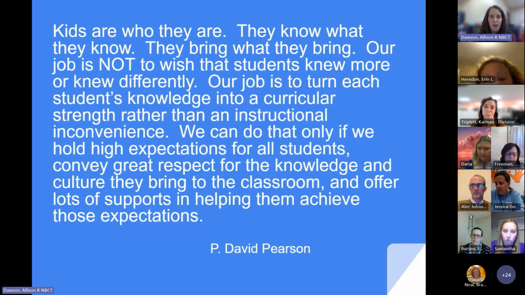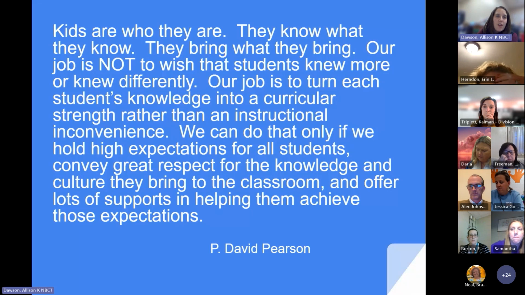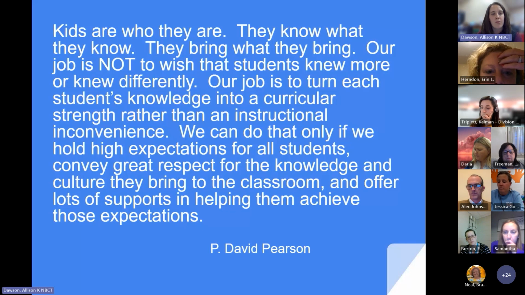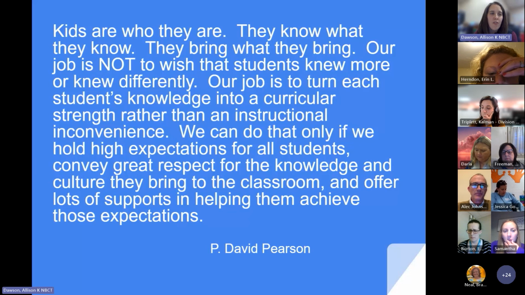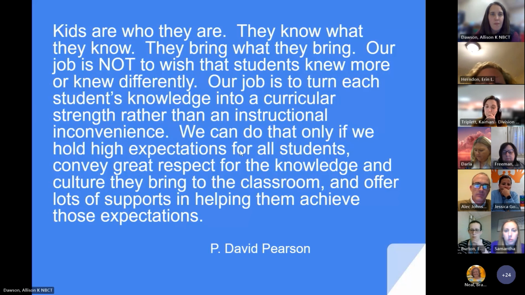All right, we're going to end with one of my favorite quotes. It says, "Kids are who they are. They know what they know. They bring what they bring. Our job is not to wish that students knew more or knew differently. Our job is to turn each student's knowledge into a curricular strength rather than an instructional inconvenience. We can do that only if we hold high expectations for all students, convey great respect for the knowledge and culture they bring to the classroom, and offer lots of supports in helping them achieve those expectations."